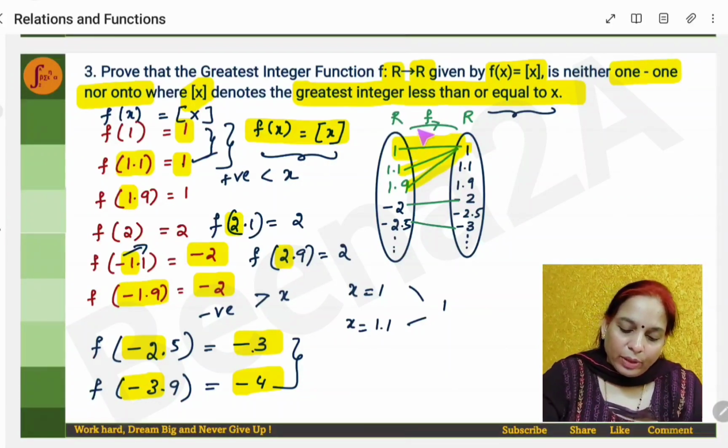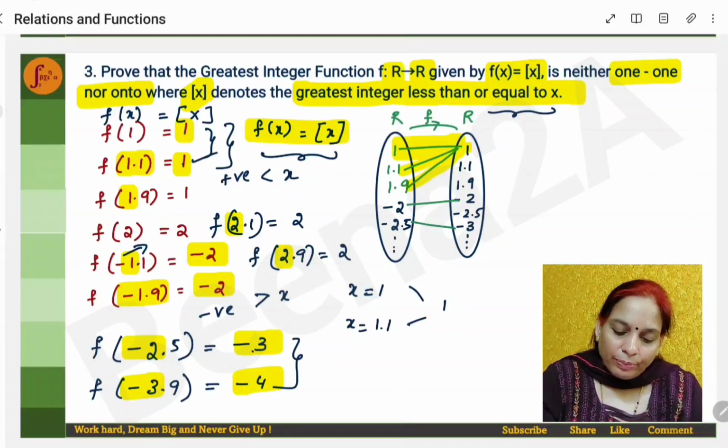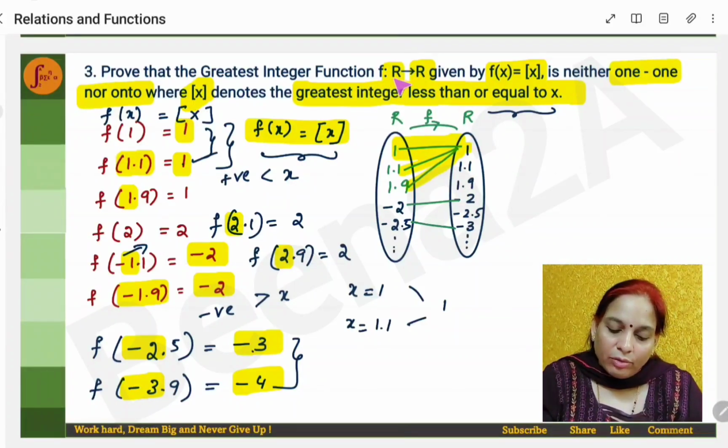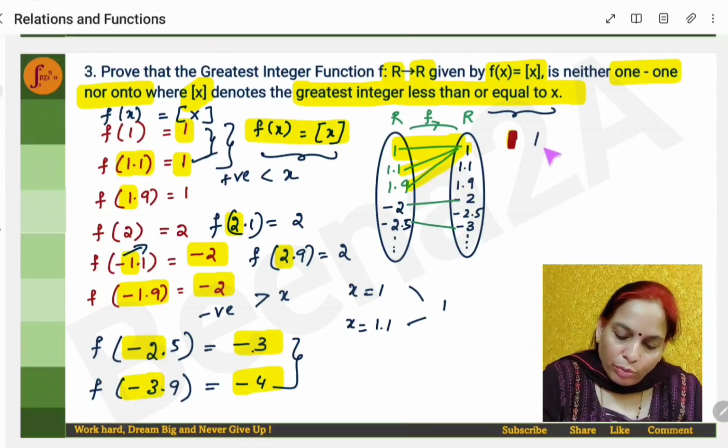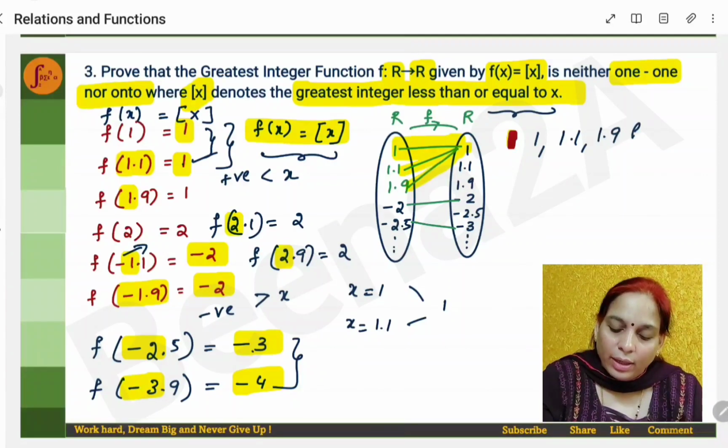So you can tell that this function from R to R, that is, the greatest integer function from R to R, is not one-one because 1, 1.1, 1.9 have the same image.